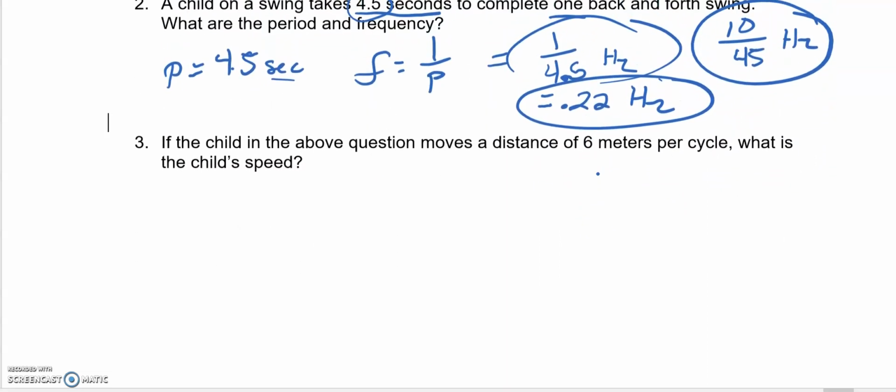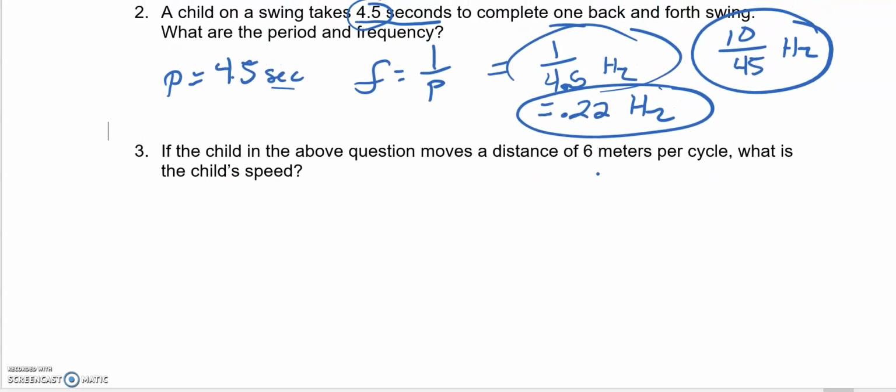Okay, now question 3. It says, if the child in the above question moves a distance of 6 meters per cycle, what is that child's speed? In this case, we're going to be using the formula for speed, which is, scratch that, V, we're doing speed. Velocity is frequency times our wavelength, which is lambda. So we are trying to find the child's speed.